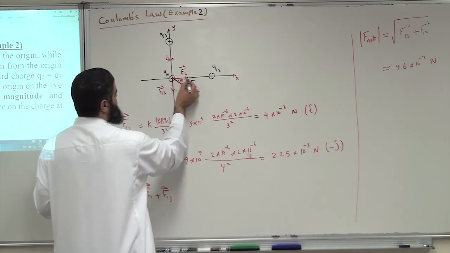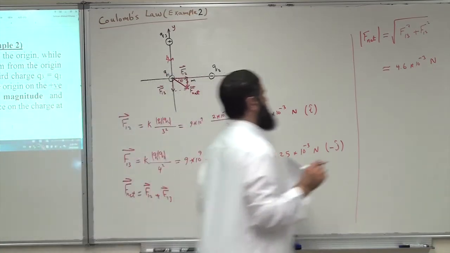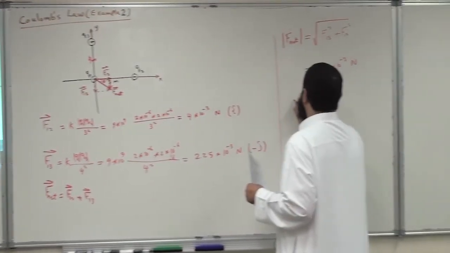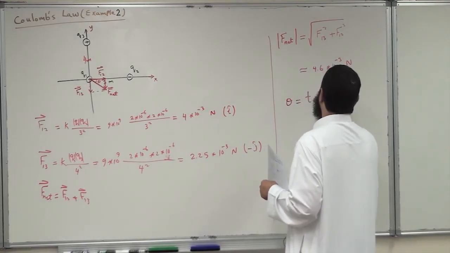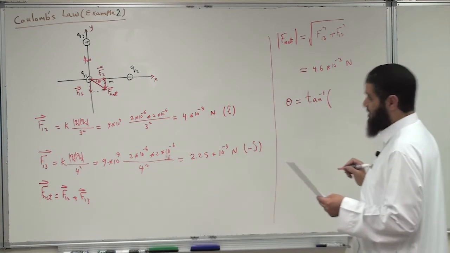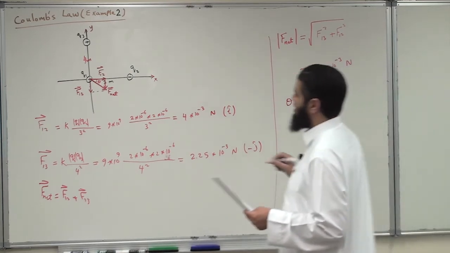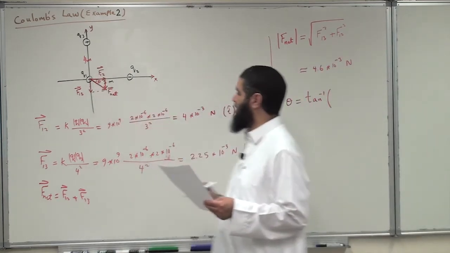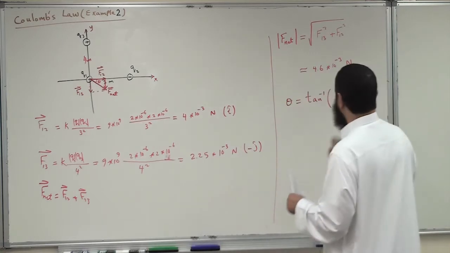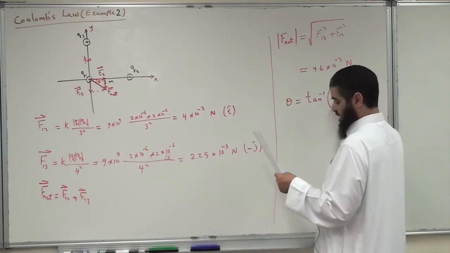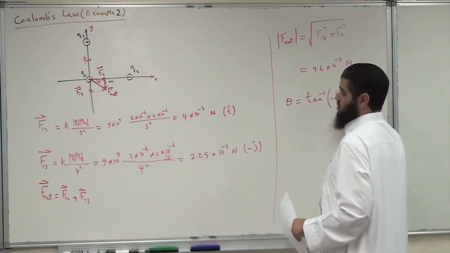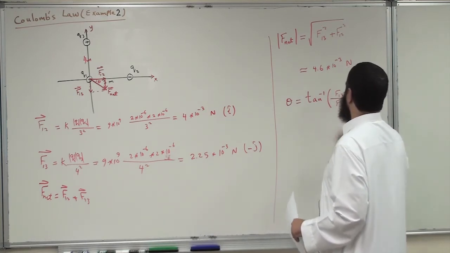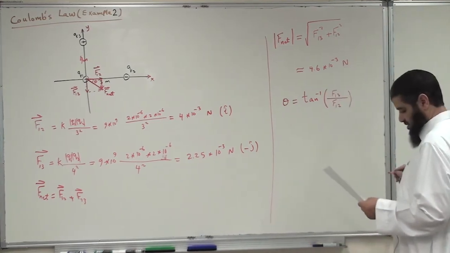And the neighbor, which is F12. So tan theta, or theta will be tan inverse of the y component divided by the x component. So this will be tan inverse of F13 divided by F12, which is the x component of the net force.